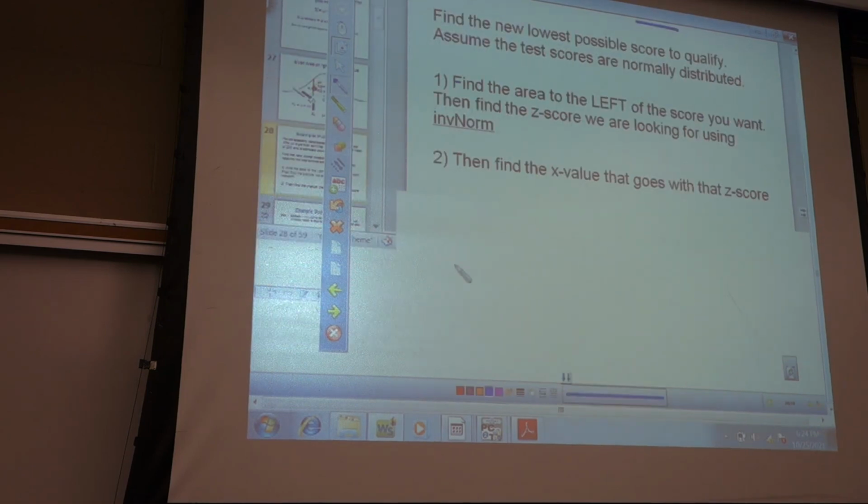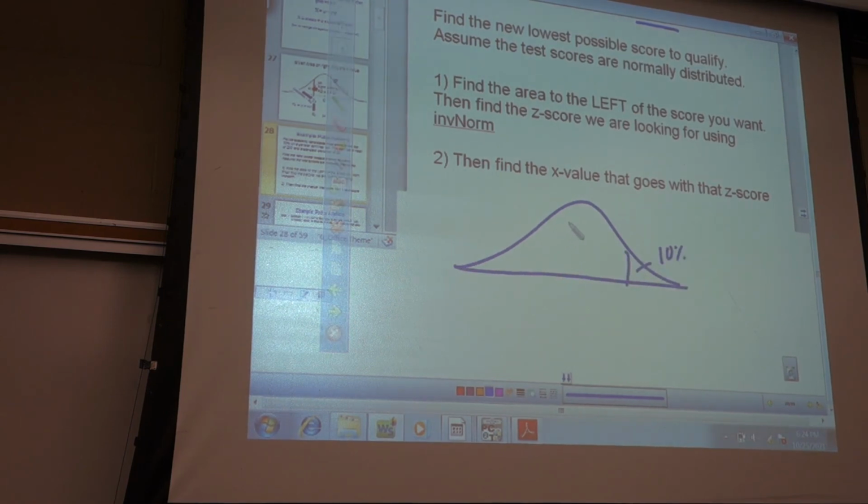All right, so I'm going to draw my picture. Top 10%, that means that this is 10%, which means that the other side is 90%, 0.9. Everybody all right with that part? I'm going to do inverse norm of 0.9, and I will get 1.28. So this is 1.28 there.